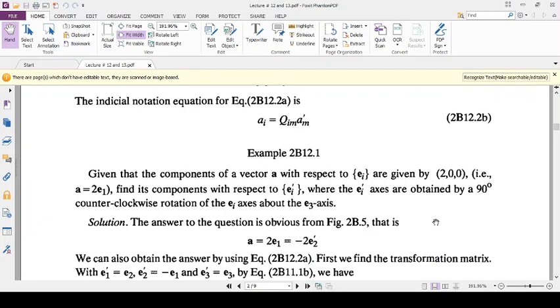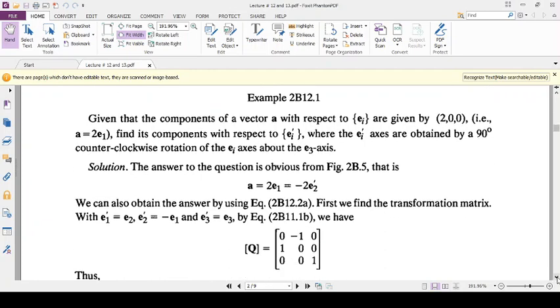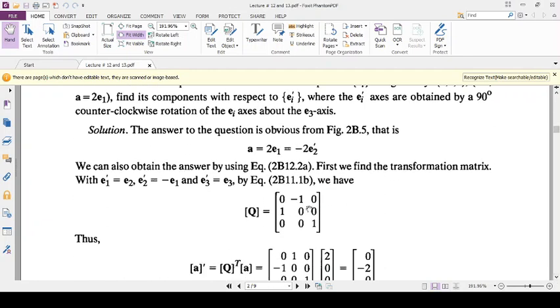So this is the example that if we have given a vector A with respect to basis EI, so how can we write its component with respect to EI dash, where we have given that our EI dash can be obtained with a rotation of 90 degrees counterclockwise about E3 axis. So simply we have to find Q.